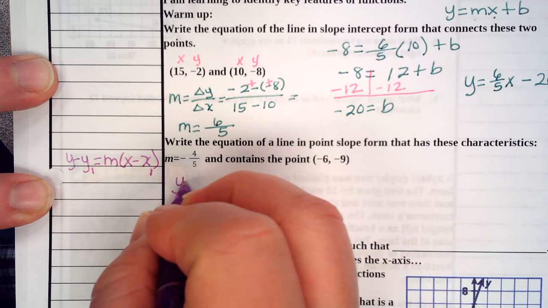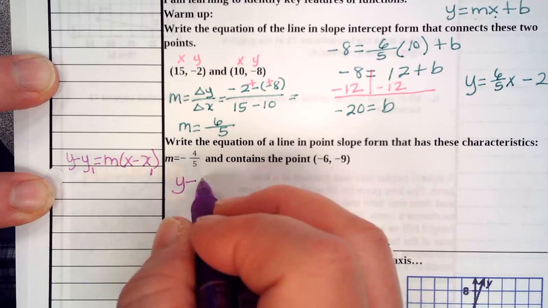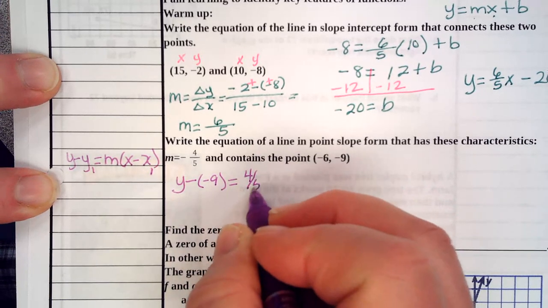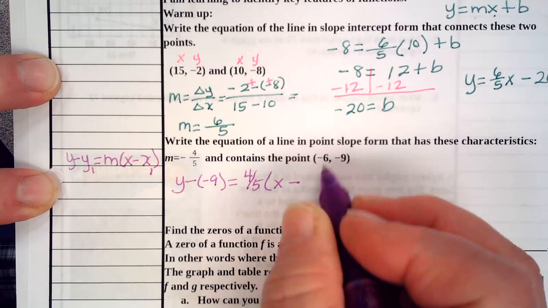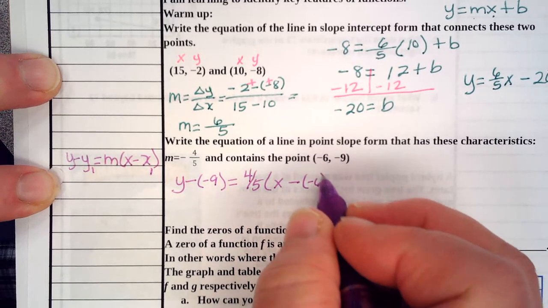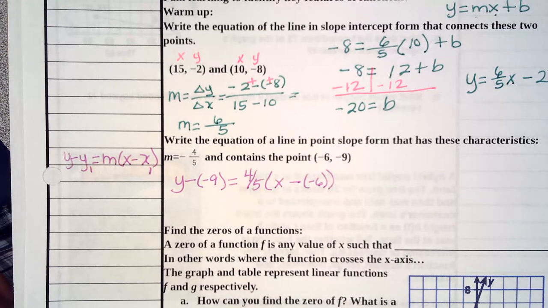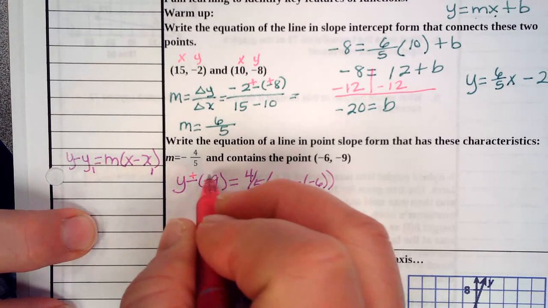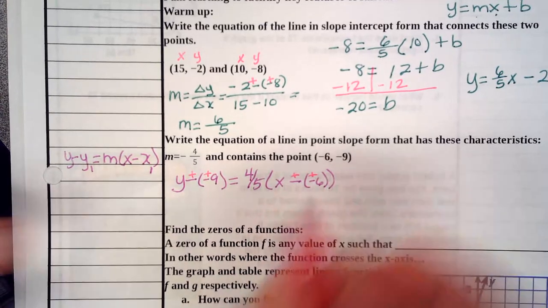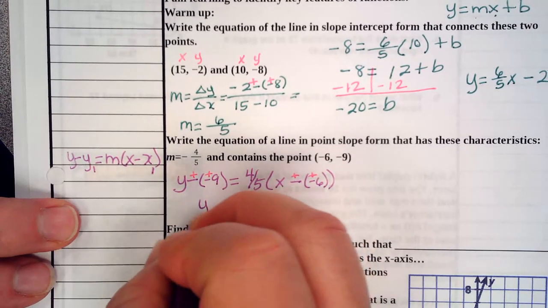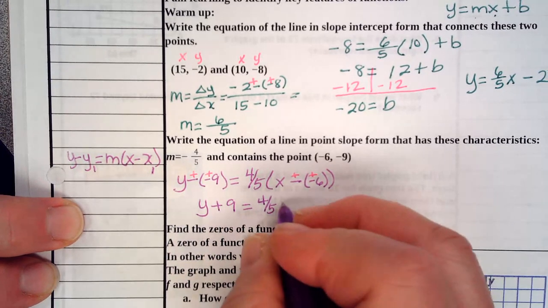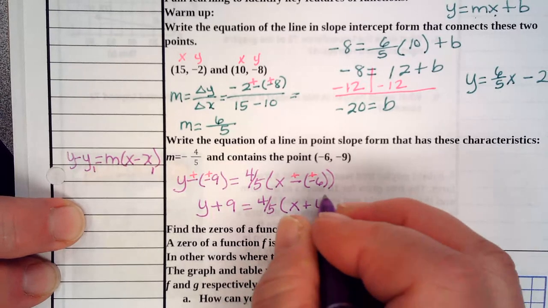So y minus -9 is equal to 4 over 5 times x minus -6. Even though the numbers are negative, we still subtract. So remember, we don't minus the negative, we plus the positive. Y plus 9 is equal to 4 over 5, x plus 6, and we're done.